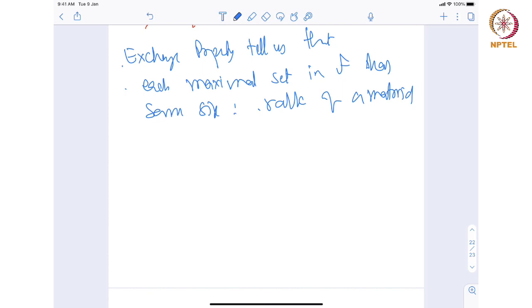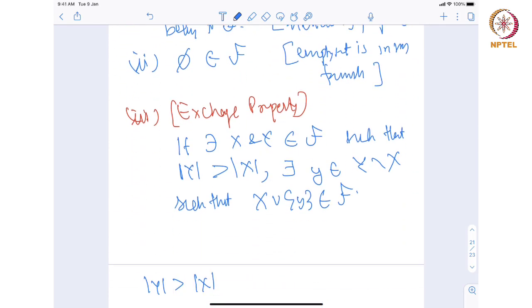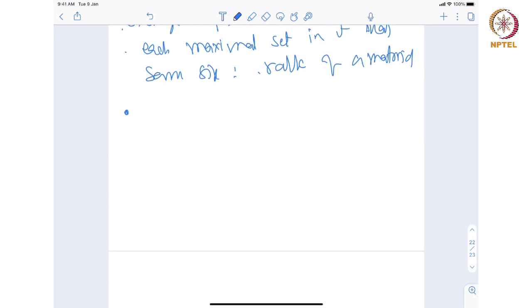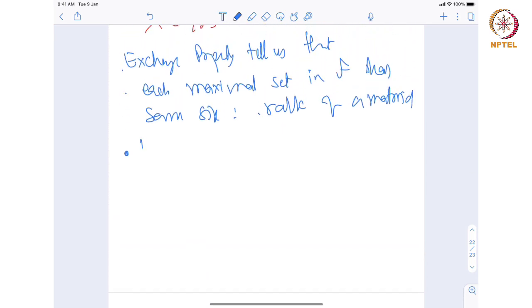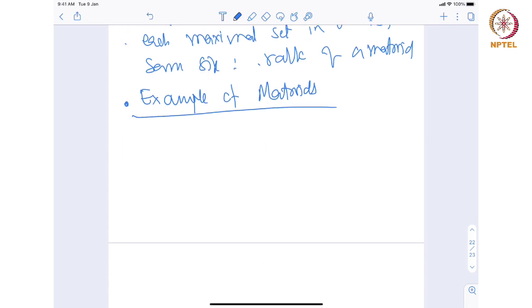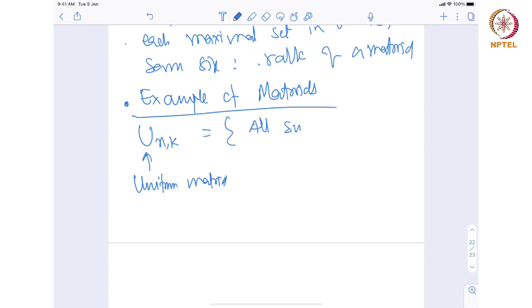Okay, so this is one thing. Let's look at some examples of matroids. One example is U_{n,k}, the uniform matroid, which is basically all subsets of size at most k. You can check that this forms a matroid.